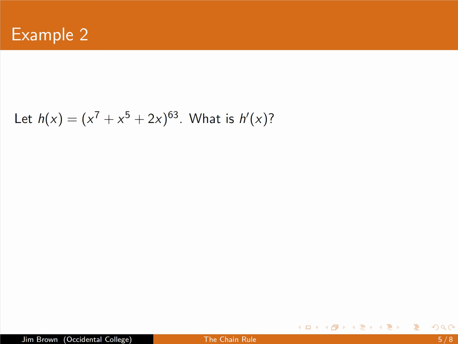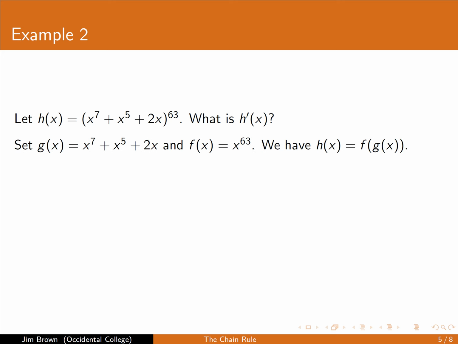So we need to figure out what f is and what g is for this. If we set g of x to be x to the 7th plus x to the 5th plus 2x, and then we set f of x to be x to the 63, notice if I take g of x and I plug it into f of x, I get exactly h of x. So we've written this as a composition of two functions, which is going to allow us to use chain rule.